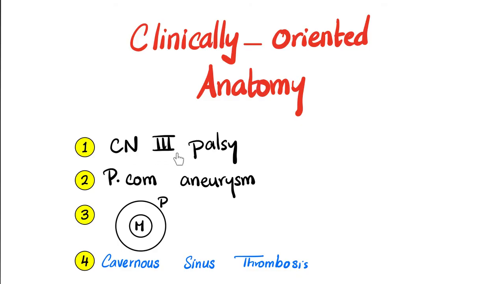We'll talk about cranial nerve 3 palsy, which is oculomotor paralysis. We'll talk about posterior communicating artery aneurysm. We'll talk about the distribution of fibers inside the oculomotor nerve, and a quick review of cavernous sinus thrombosis.